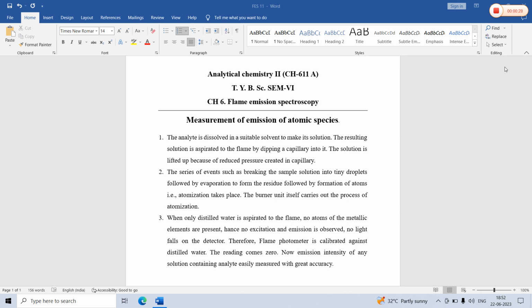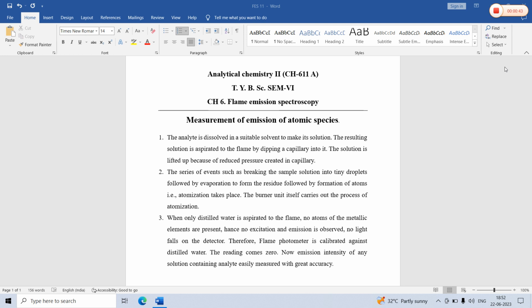Now atomic species are either positively charged, negatively charged, or chargeless, that means neutral species. Its emission takes place from the flame.